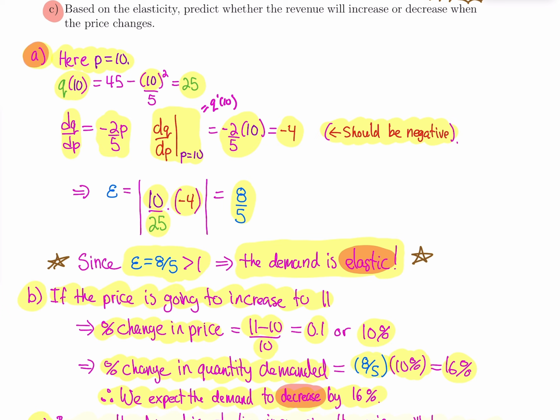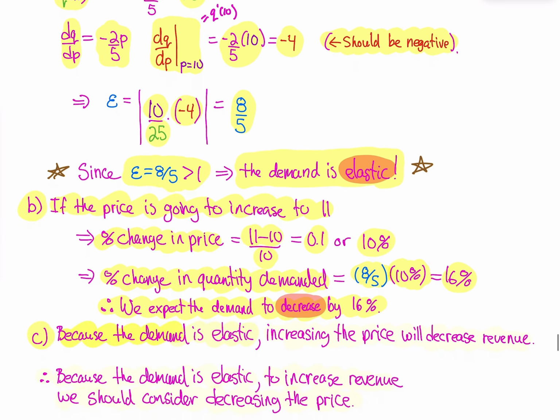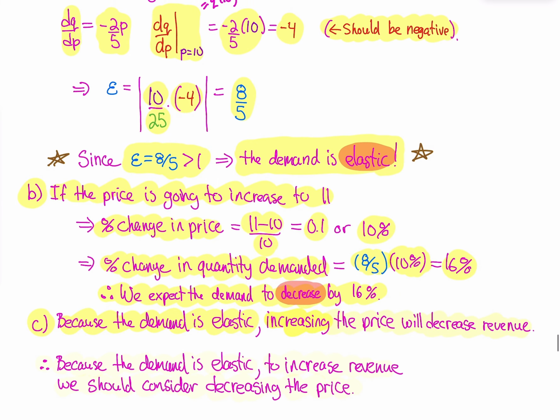So again, I've already mentioned this, but because the demand is elastic, increasing the price will decrease the revenue. And be careful, there are two decreases here. You're always going to get a decrease in demand, but in this case, you also get a decrease in revenue. So because demand is elastic, to increase revenue, you should be considering decreasing the price of your product to make more cash.